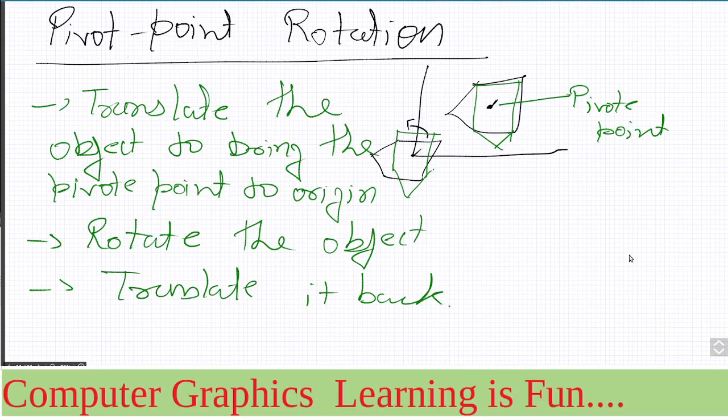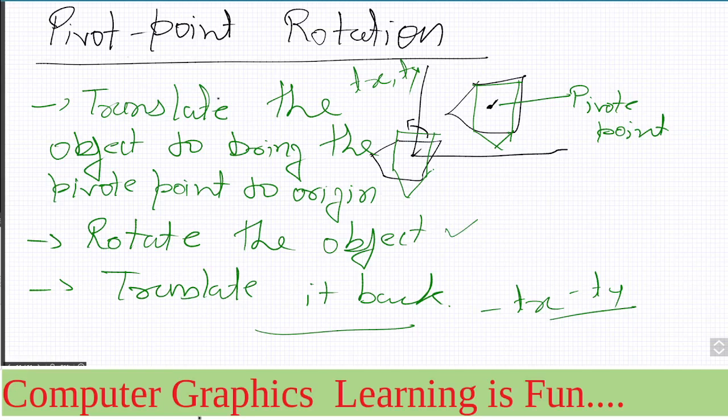So now we are seeing pivot point rotation, where we are trying to understand if you want to rotate an object on the basis of some pivot point, then what you need to do is bring the pivot point to the origin along with the object, and then you perform your rotation. After rotation, you translate it back to the original position. So in the first translation, whatever the translation factor was tx and ty, then what will happen when you are translating it back? It will be minus tx and minus ty, is it? Here you will perform the rotation.